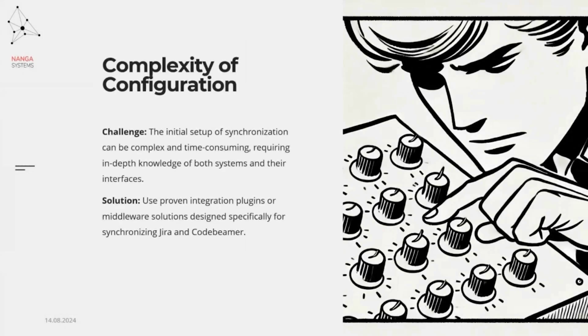The next challenge is the complexity of configuration. As we heard, you need field mappings and other configurations like transformations. And the initial setup of integration or synchronization can be very complex and time consuming. It requires in-depth knowledge of both systems and also the interfaces. A good solution for this is to have a well-designed interface for your integration. Best would be a middleware solution, and then it's a bit easier to configure the integration.